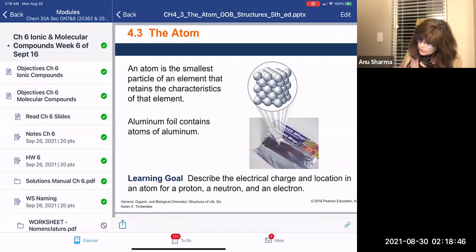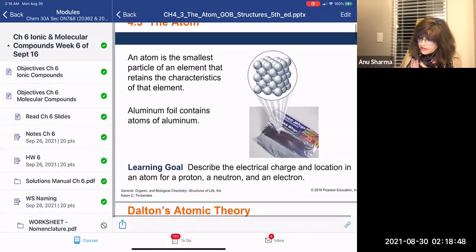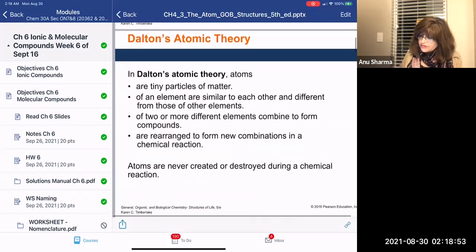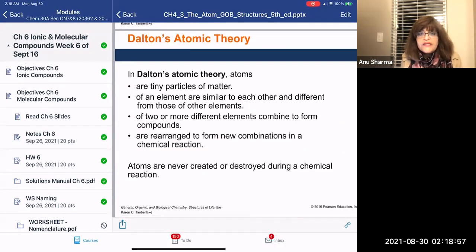Okay, so an atom is the smallest particle of an element that retains the characteristics of that element. John Dalton is credited for coming up with the atomic theory. He said that atoms are the tiny particles of matter of an element, are similar to each other and different from those of other elements. So they are very characteristic. Each element will have a very unique atom.